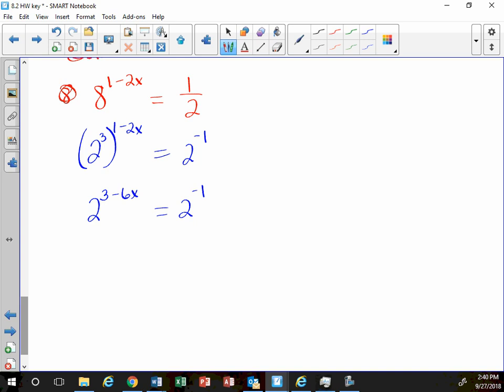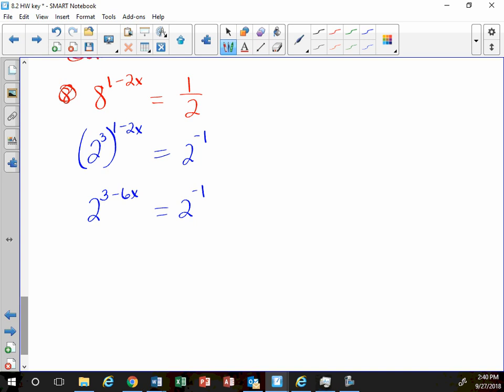Are we okay with that? Power to a power, we multiply. Oh, you just distribute? Yeah, just distribute. If you just knew what exponent on 8 gives you 1/2, could you solve it easily? Which is what we're doing here. Yeah, but is it going to be a fraction? Yeah, I see, okay, yeah.